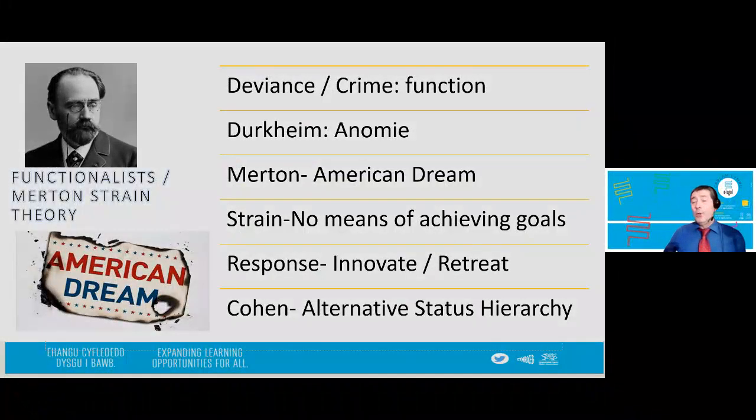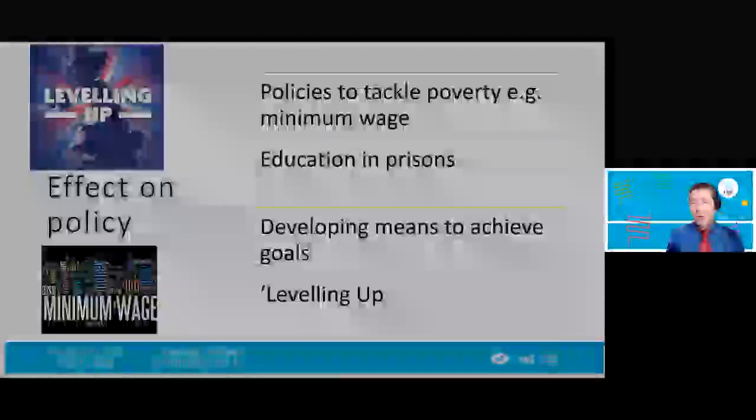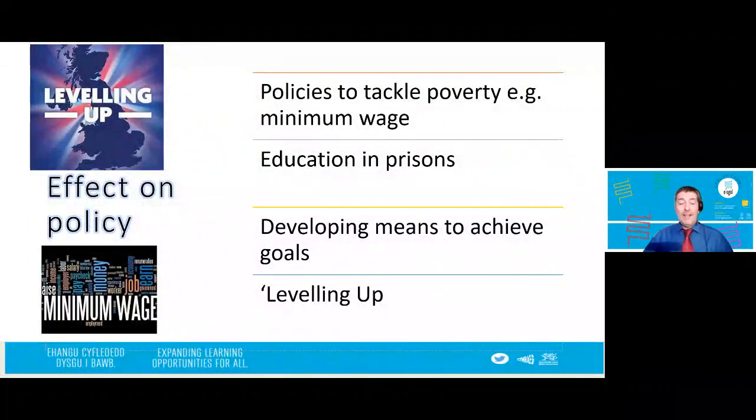Now, we then looked at the effects of these on policy. Now, there are many examples that you can take from this, or your teachers would have told you other things, but these would have an effect consciously or unconsciously on policy. For example, minimum wage. If you're under 18 now, you should be getting £5.28 a week.